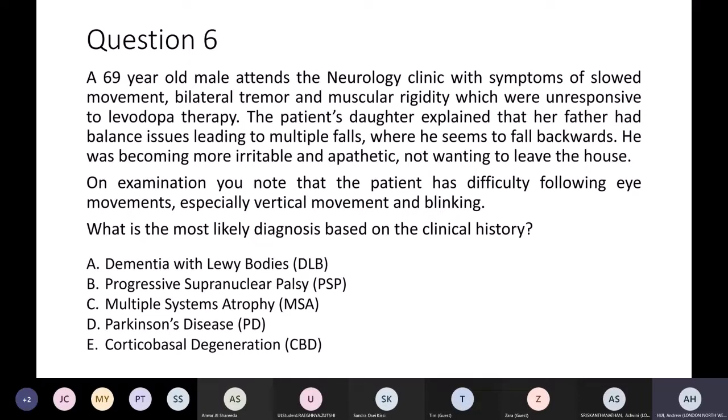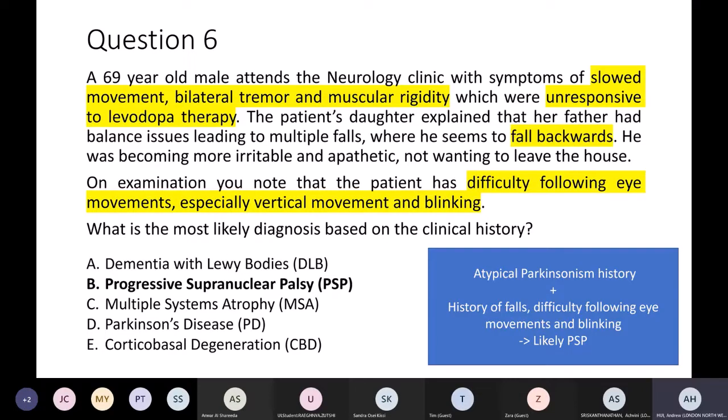Of course, you guys are absolutely correct. This is a very nice classic history for progressive supranuclear palsy. Features that point towards PSP are the Parkinsonism, which didn't respond to levodopa, making you think of a Parkinson's plus disease, the falling backwards, the difficulty with eye movements, vertical movements, and blinking, all point towards that PSP diagnosis.